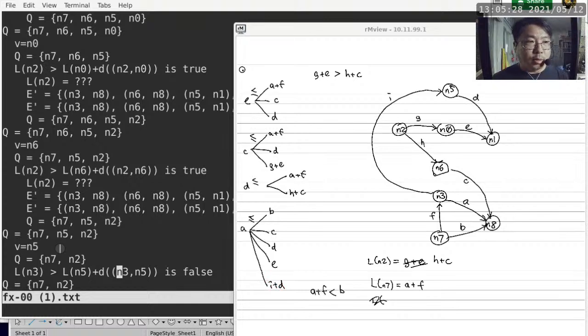Okay, so this part is a little bit tricky. I'm gonna give you guys a few seconds to think about what I just said and see if that makes sense to you.